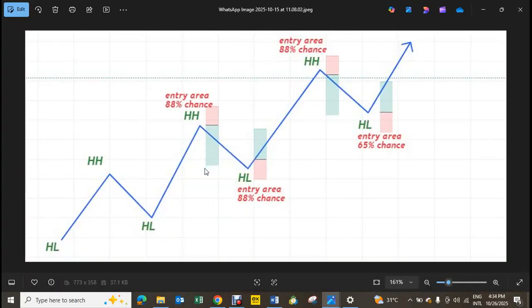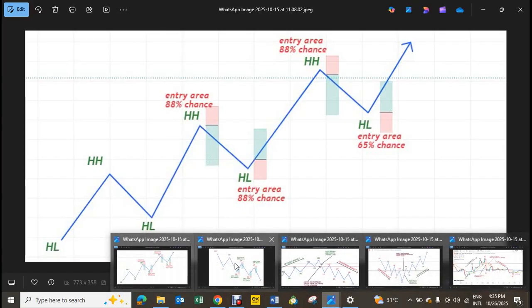If it's a higher high, we're looking to sell the market. If it's a higher low, we're looking to buy the market. If it's a higher high, we're looking to sell the market. In a higher low, we're looking to buy the market. And that goes as well in a downward trend too.